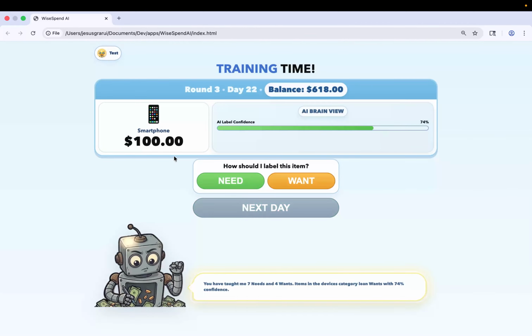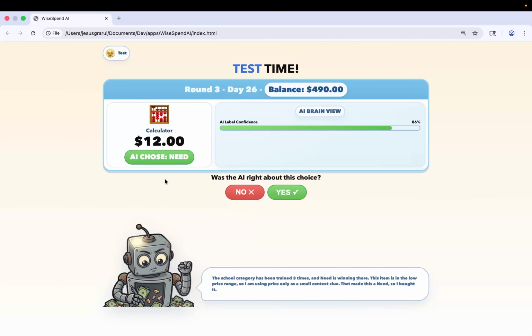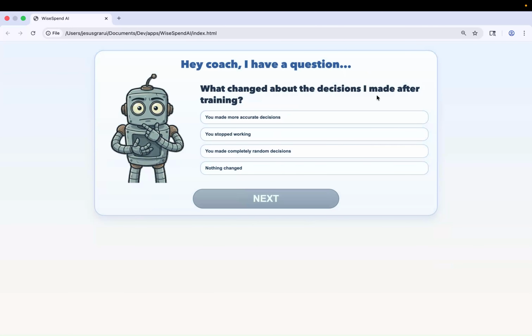$10, yes, it's a need. Smartphone, maybe it's a need depending on the user. A blanket, maybe it's a need. A microphone is a want. Crayons, a need depending on school. Calculator, right, it's a need for school. Battery pack, a need. Laundry basket, depending on the user. A gaming laptop was not a need, it's a want. Ring light, it's a want. So the AI made more accurate decisions.